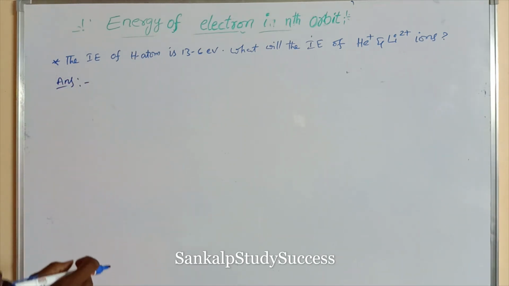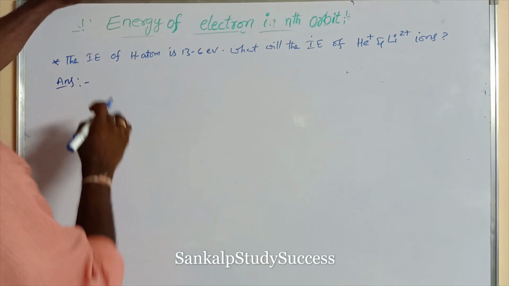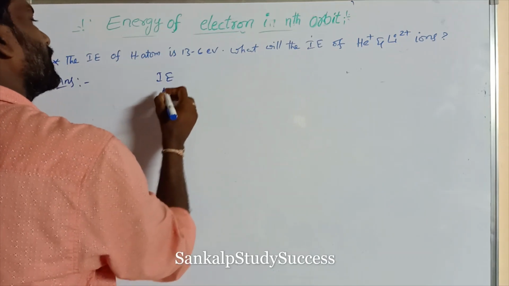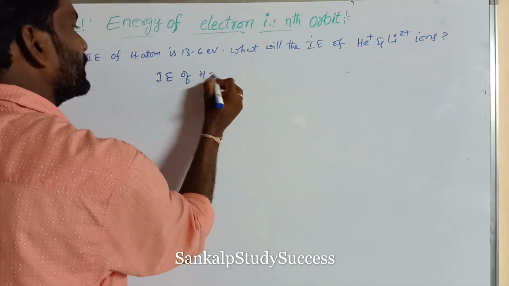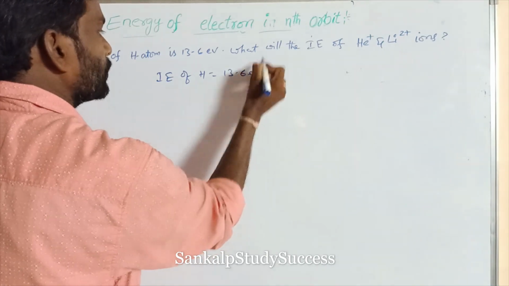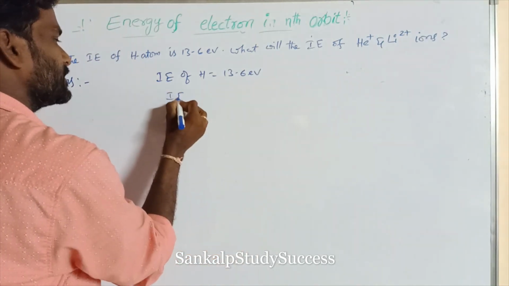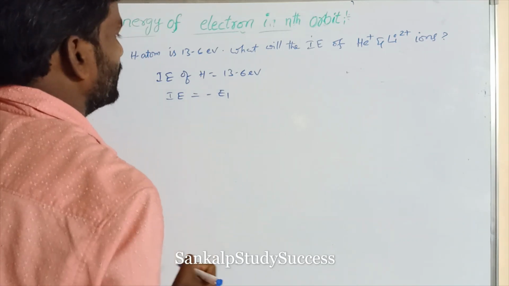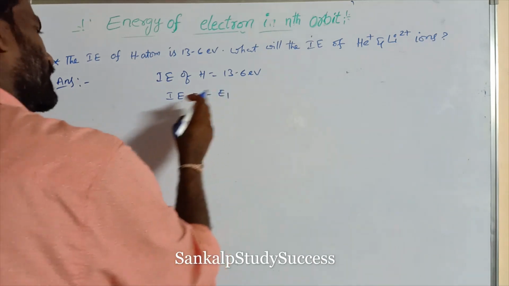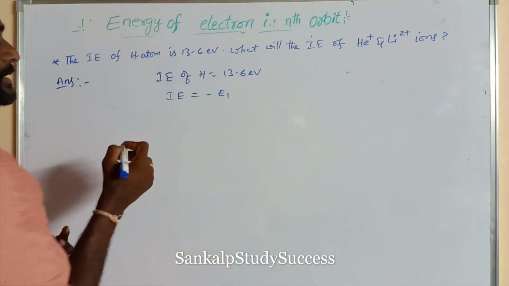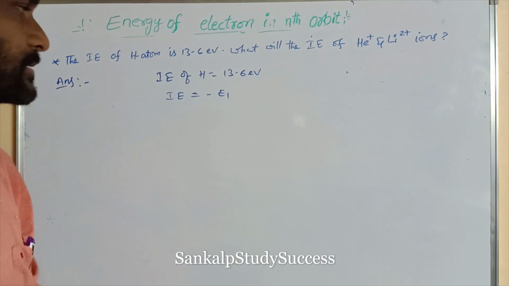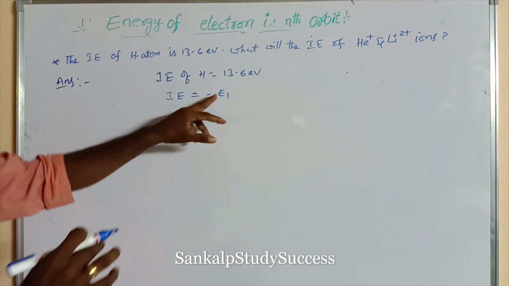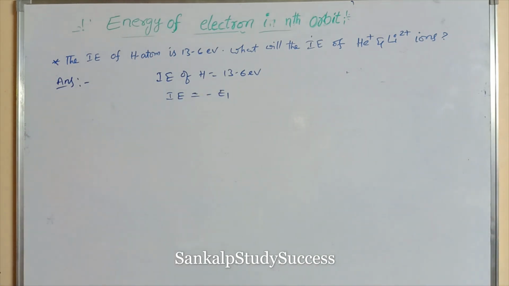So this is also a very important sum. The ionization energy of hydrogen atom is 13.6 electron volt. We know that ionization energy is equal to minus the energy of the first orbit, which we already studied in previous videos. So ionization energy IE is equal to minus the energy of electron in the first orbit.